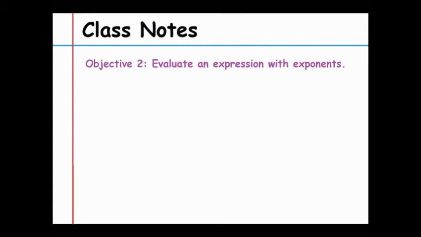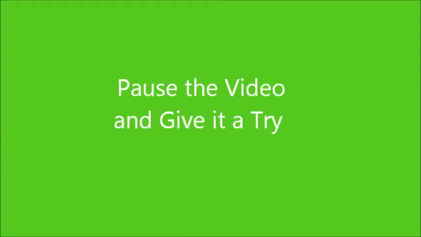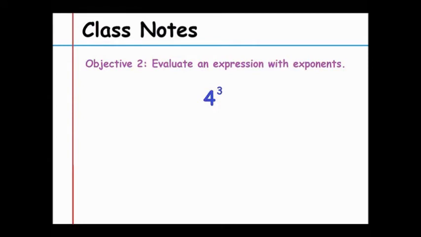Let's try some of our own. Use what we've learned to evaluate 4 cubed. The cube tells us we need to multiply 4 by itself 3 times. 4 times 4 is 16 times 4 is 64. Now let's try evaluating the problem 2 to the 4th power minus 13.